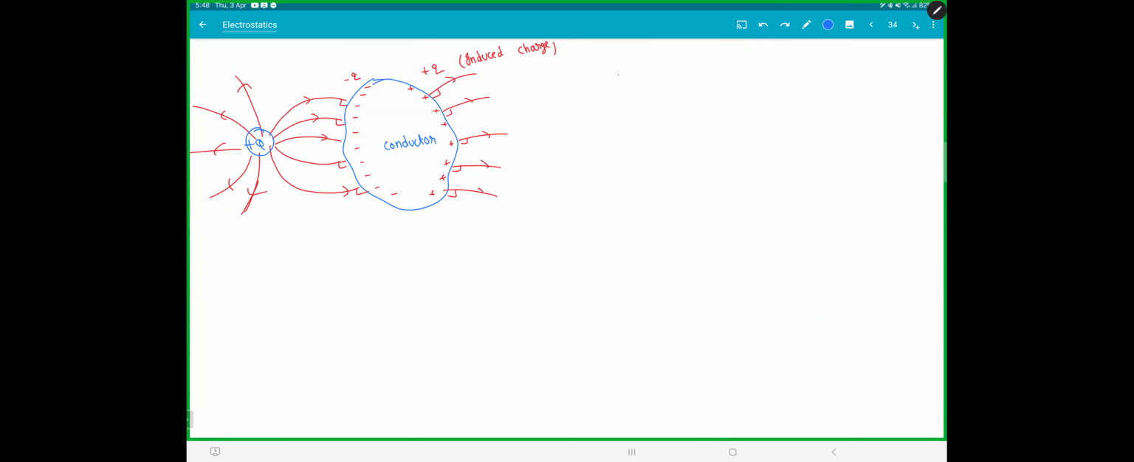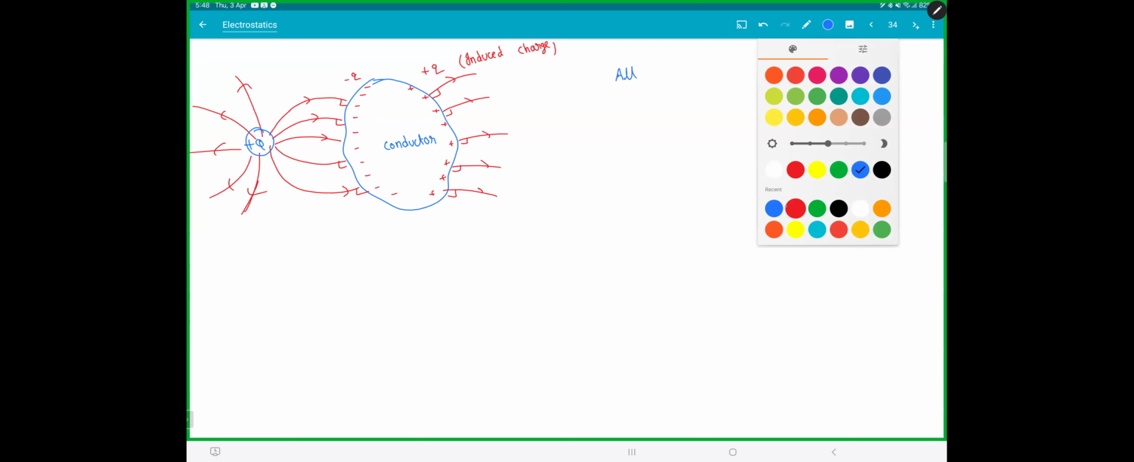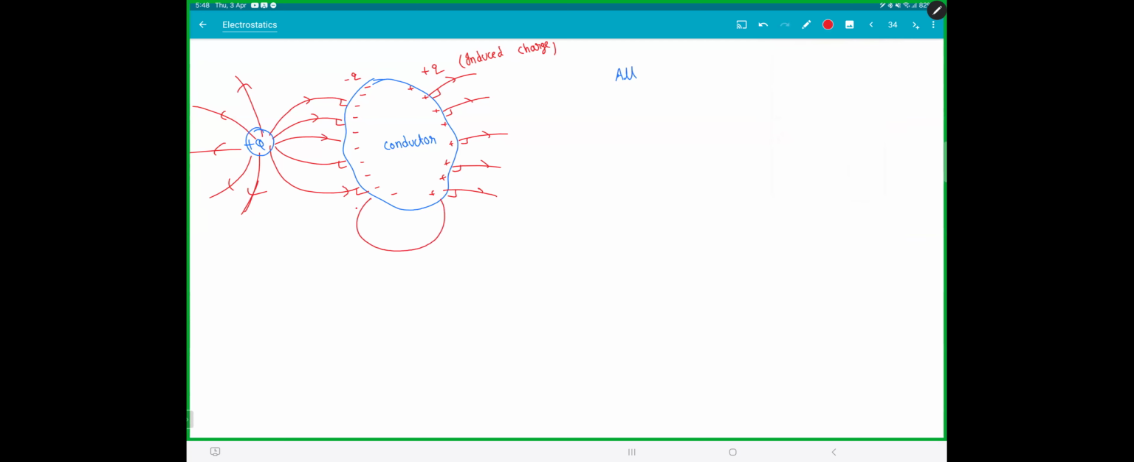Okay. So, oh, that's a different thing, Vihan. You can't have lines coming from here to here. That is not possible. We will see that later on. It has something to do with something called potential.